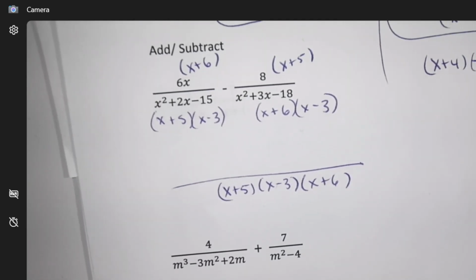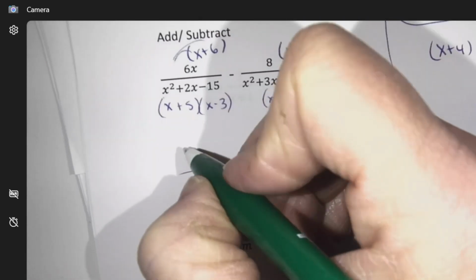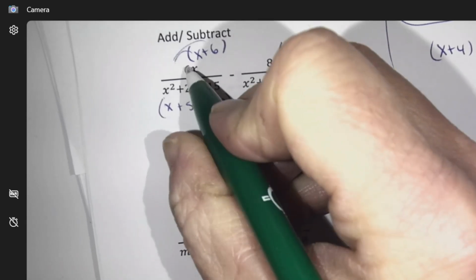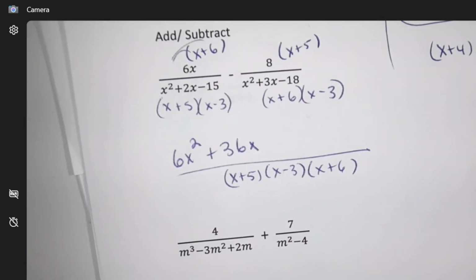Okay, so on your test I'm grading for: did you factor correctly? Did you pick the correct denominator? Did you pick the correct multipliers? And then, did you do your math properly? So, distribute. So 6x squared plus 36x.